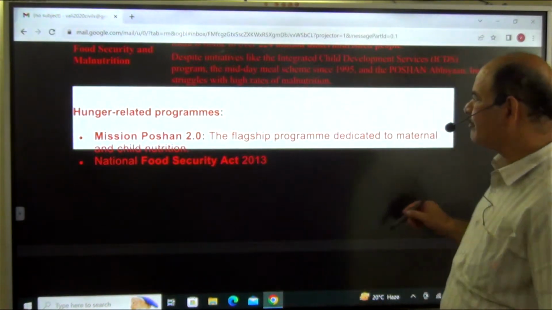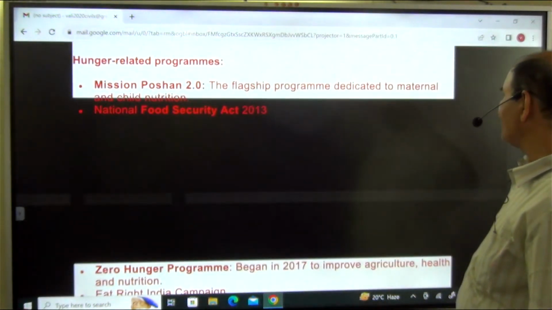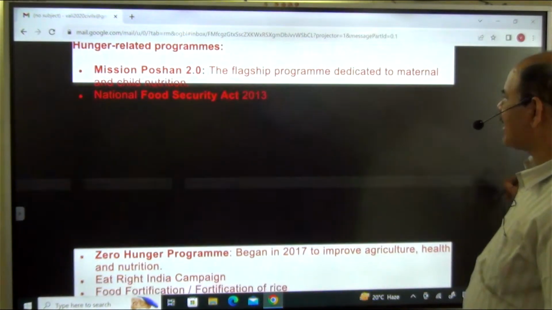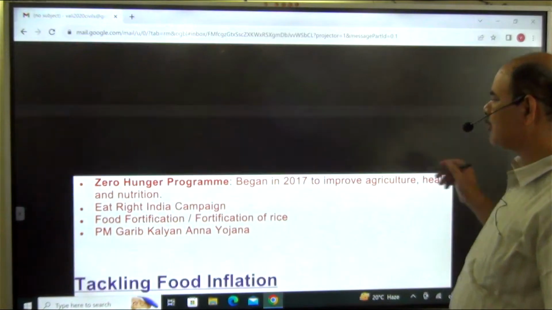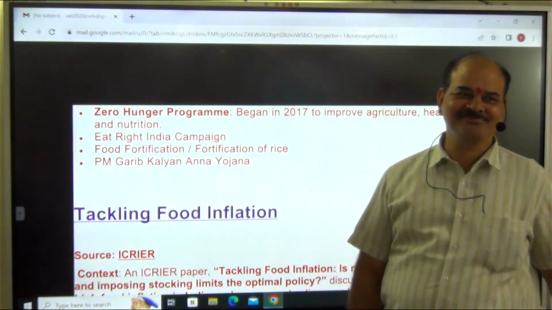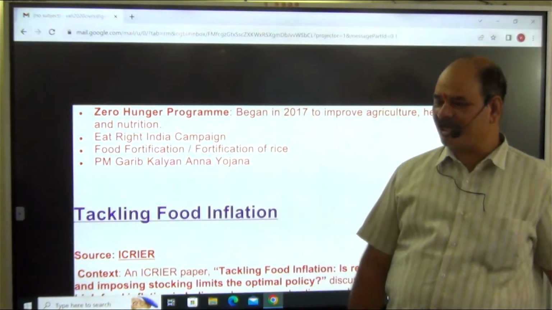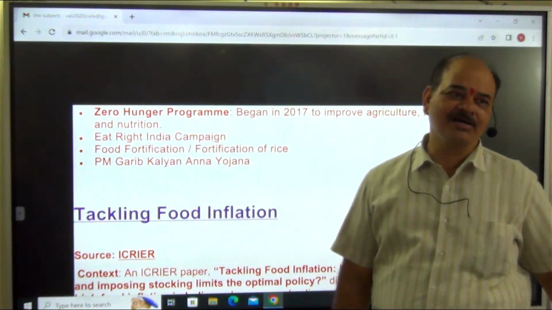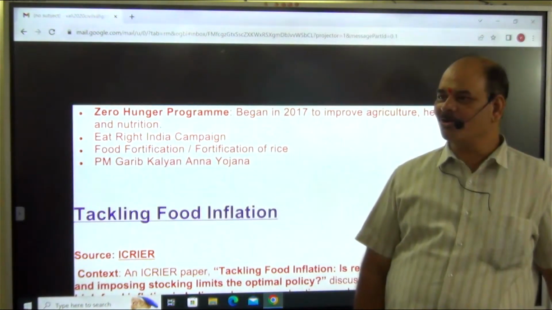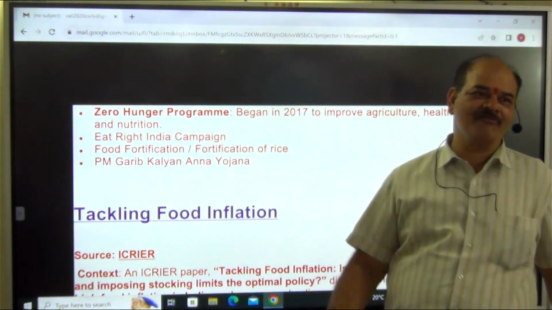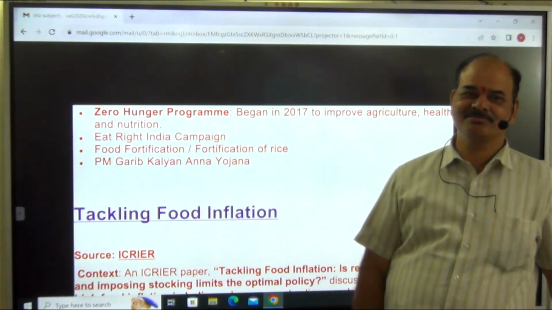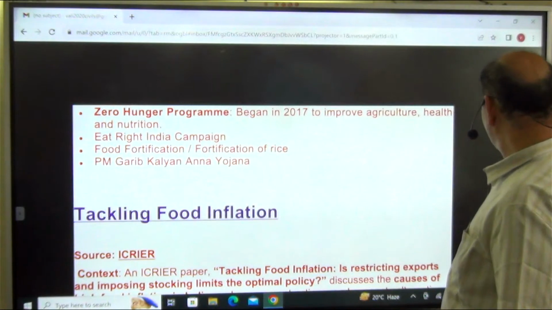Mission Poshan 2, the flagship program dedicated to maternal and child nutrition, the National Food Security Act 2013, and again the Zero Hunger program, the Eat Right India campaign, and food fortification, adding the required nutrients. PM Garib Kalyan Anna Yojana, almost all free of cost, you are giving the rice.